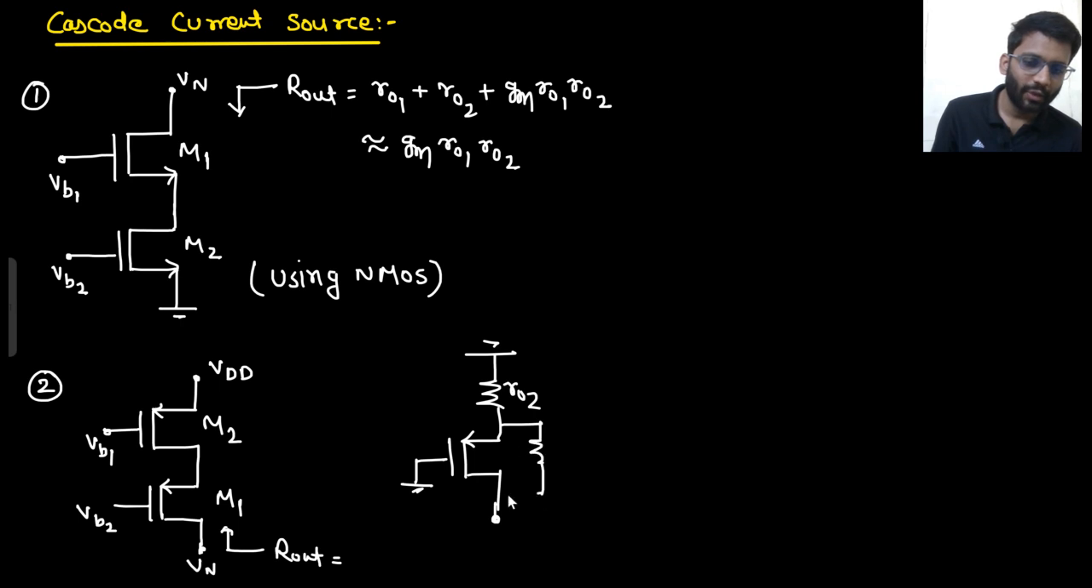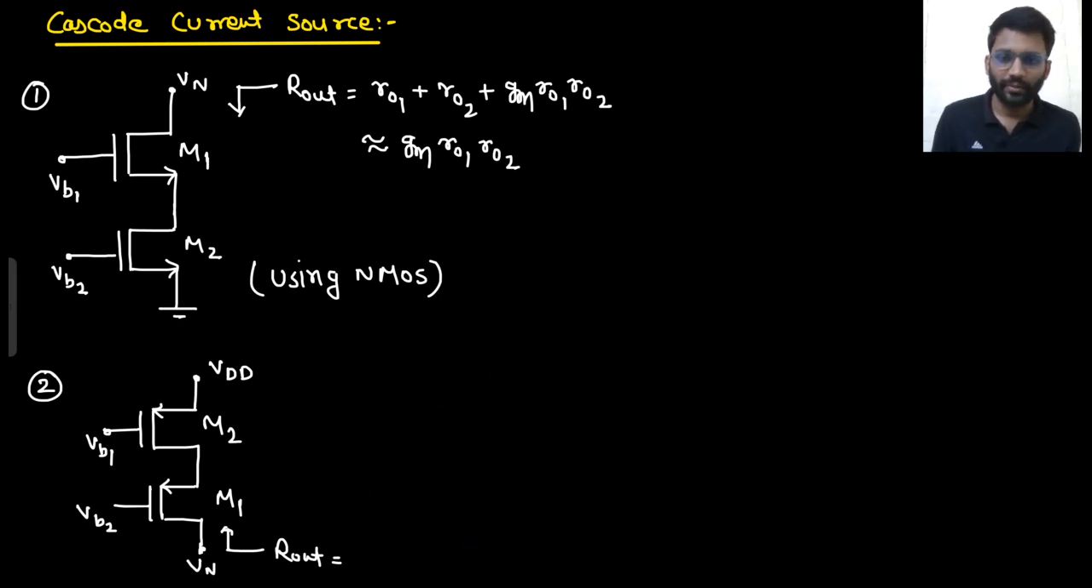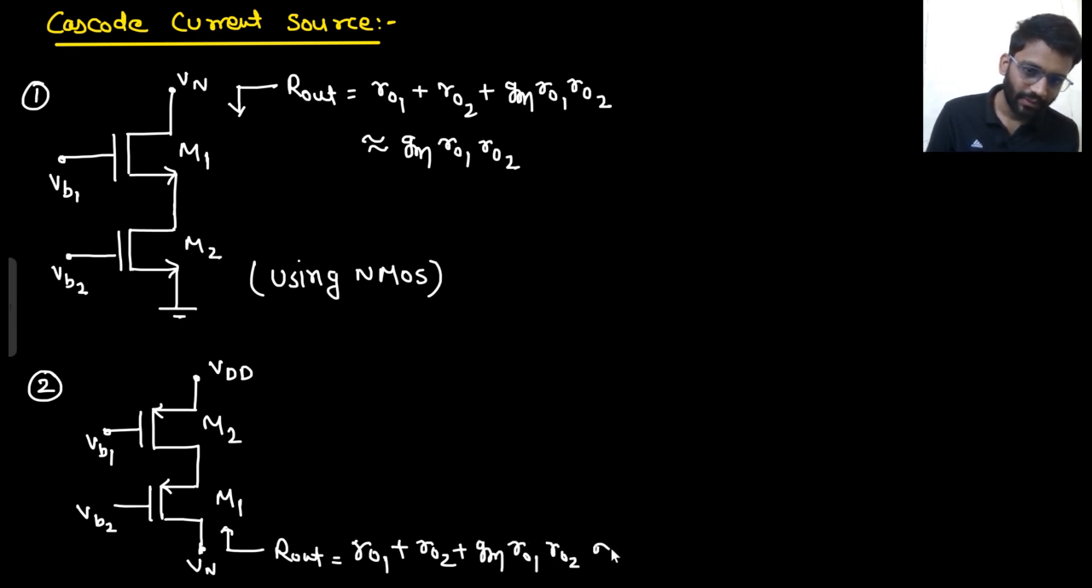So doesn't it look like common source amplifier with degeneration? Isn't it common source amplifier with degeneration? So the resistance would be GM R01 R02. You are going from drain to source, that means you need only one step, GM R01 R02. That's it. So our output impedance is R01 plus R02 plus GM R01 R02, which is nearly equal to GM R01 R02. So this we have studied.